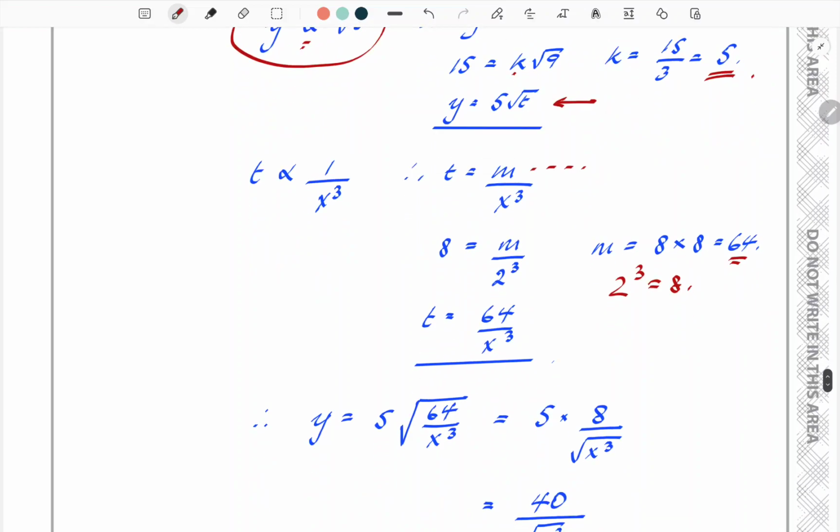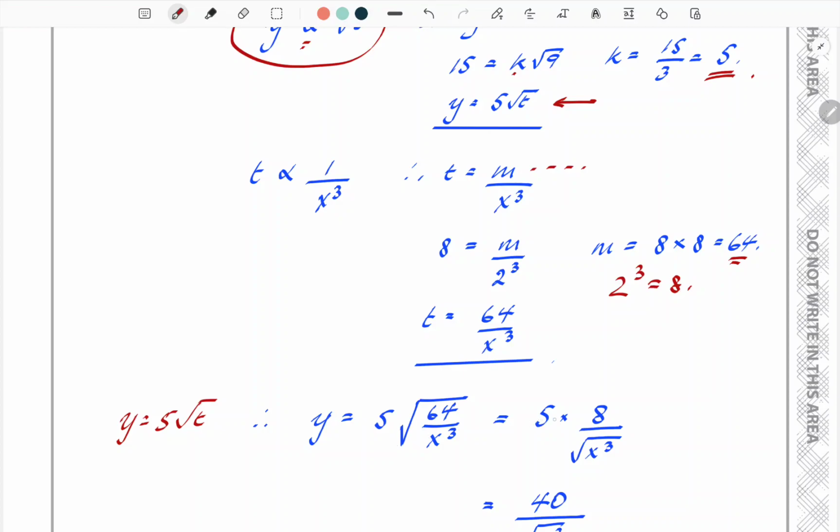Now, the question is actually saying, find an equation for y in terms of x. So we want to eliminate the t between the two equations. So substitute, because we know y equals 5 root t. So replace the t in the original y equation with the 64 over x cubed.